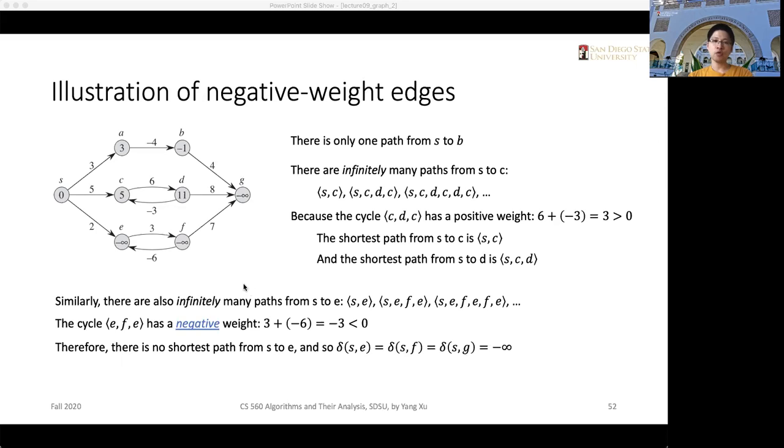So we have to use negative infinity to indicate the shortest path weights for these vertices. Hopefully this example shows the specialty of negative weight edges. The first algorithm we will cover, Bellman-Ford, will detect whether negative cycles exist.